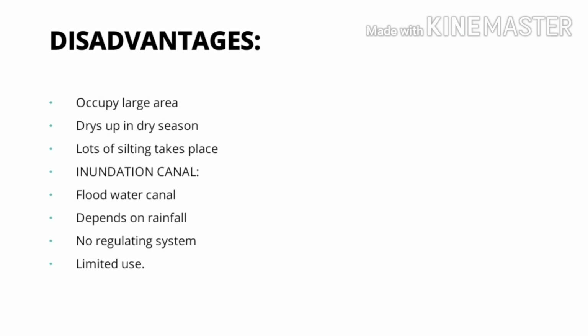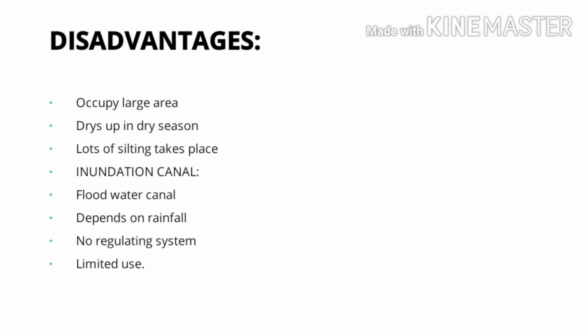Disadvantages: it occupies a large surface area. The land which can otherwise be utilized for cultivation is used for the construction of the tanks. Second, the tank dries up during the dry season. Whenever the requirement of water is great, the tank dries up, because it has a large exposed surface area, so obviously evaporation takes place. The third is silting, or accumulation of silt, which is also one of the major problems of tank irrigation.